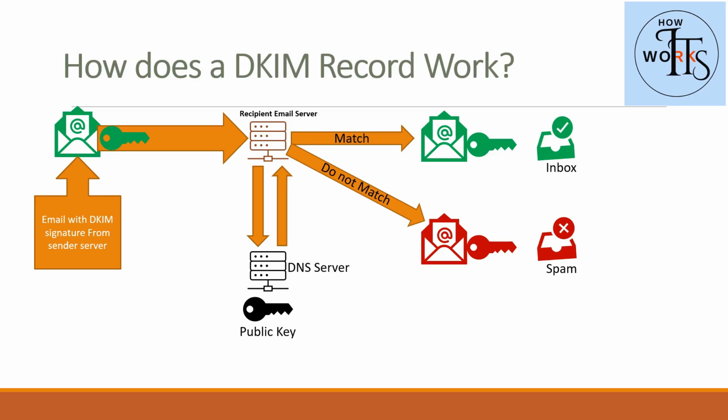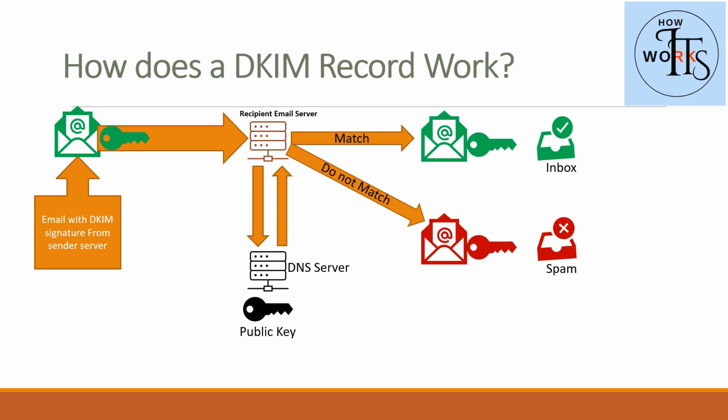How does the DKIM record work? When the email is sent from the sender email server, at that time the sender email server generates the digital signature based on the message content and the header, and this signature is then encrypted and added to the email's header as the DKIM record. Then the email goes to the recipient exchange server.